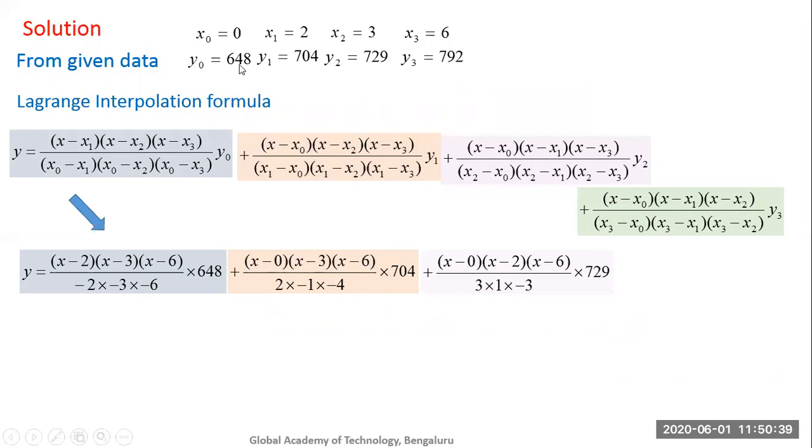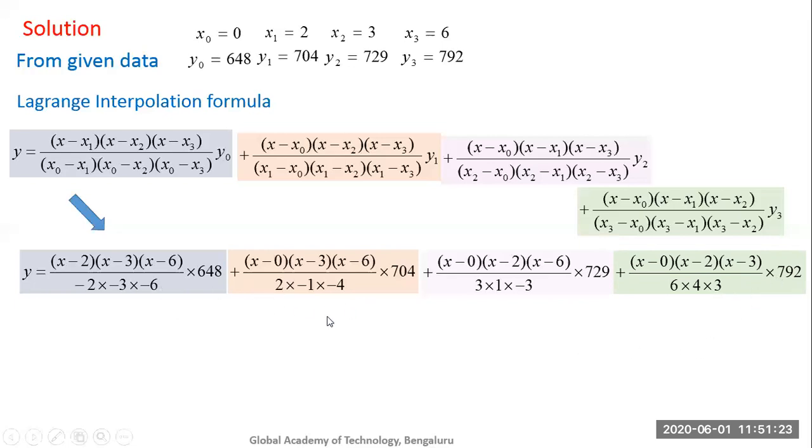Similarly, x minus x0 is x minus 0, x minus x1 is x minus 2 and x minus x3 directly is x minus 6. So don't take x2 now. x2 is in the denominator: x2 minus x0, 3 minus 0, 3 minus 2 and 3 minus 6, into the corresponding y2, 729. And the last term, x minus x0 is x minus 0, x minus x1 is x minus 2, x minus x2 is x minus 3. So no x3 here. The denominator is x3 minus x0, x1 and x2, that is 6 minus 0, 6 minus 2 and 6 minus 3, into 792.